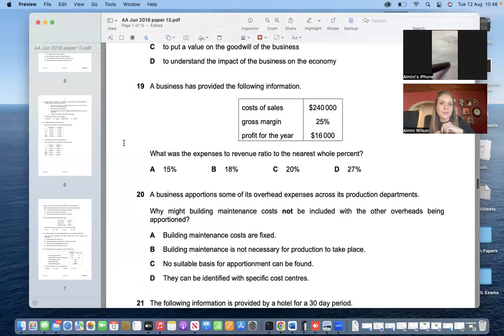Okay, then 19. A business has provided the following: cost of sales, gross margin, and then profit for the year. Remember, gross margin works with a total of 100. It doesn't go like markup, it doesn't go over 100%. What was the expenses to revenue ratio to the nearest whole percent? So I hope you have a cheat sheet close by. I call it a cheat sheet, but I will quickly show you what I mean with that.